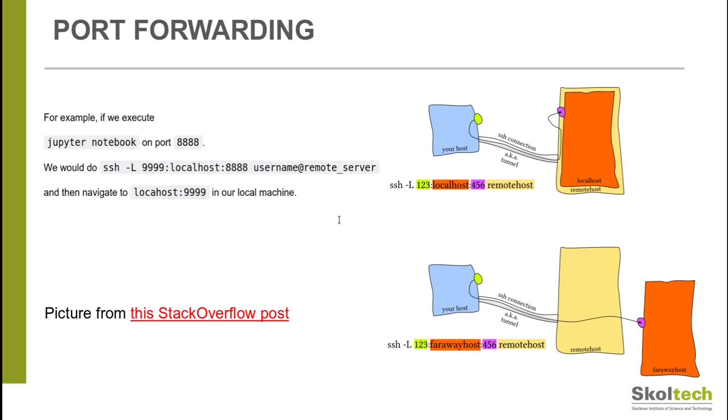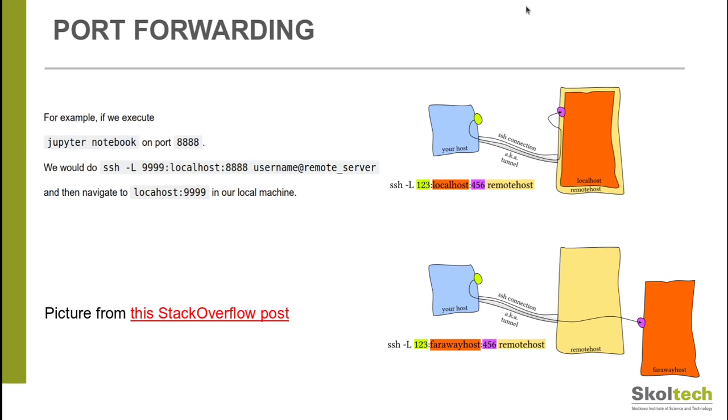What does it mean? If you raise an application server on the remote server, your local machine knows nothing about this application. So you should forward the port of that application to your local machine. This process is called port forwarding, and it comes in two flavors: local port forwarding and remote port forwarding. Here I provide you images from a Stack Overflow topic.